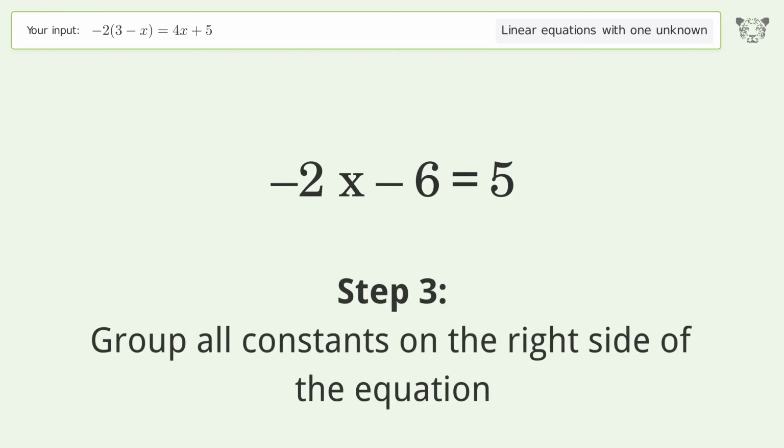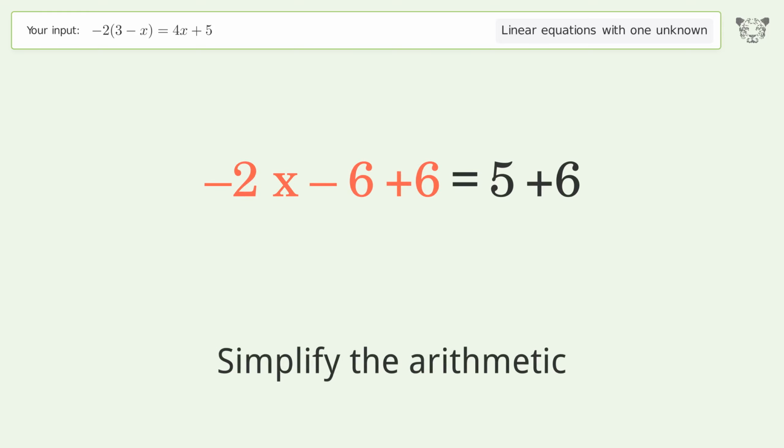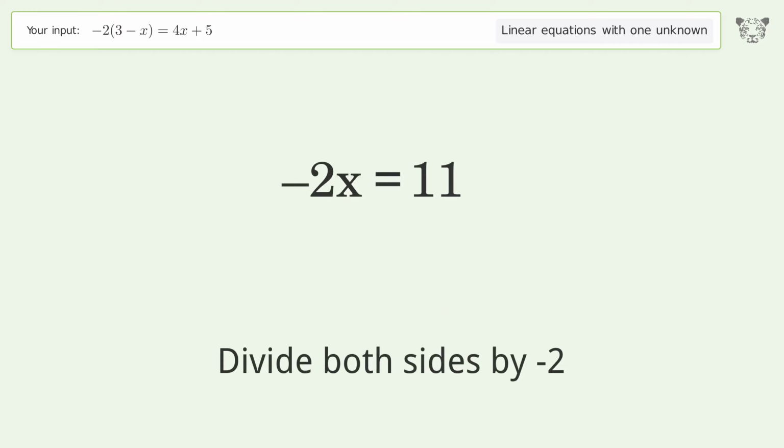Group all constants on the right side of the equation. Add 6 to both sides. Simplify the arithmetic. Isolate the x. Divide both sides by -2.